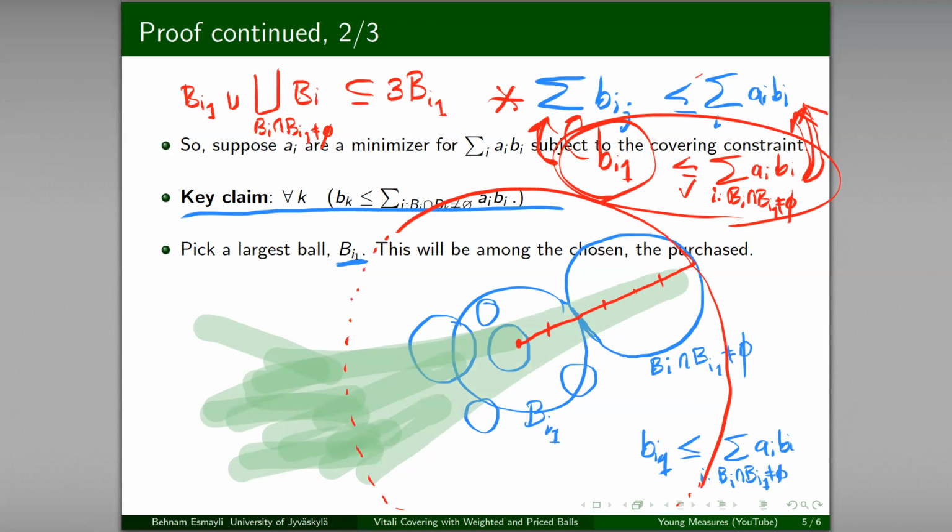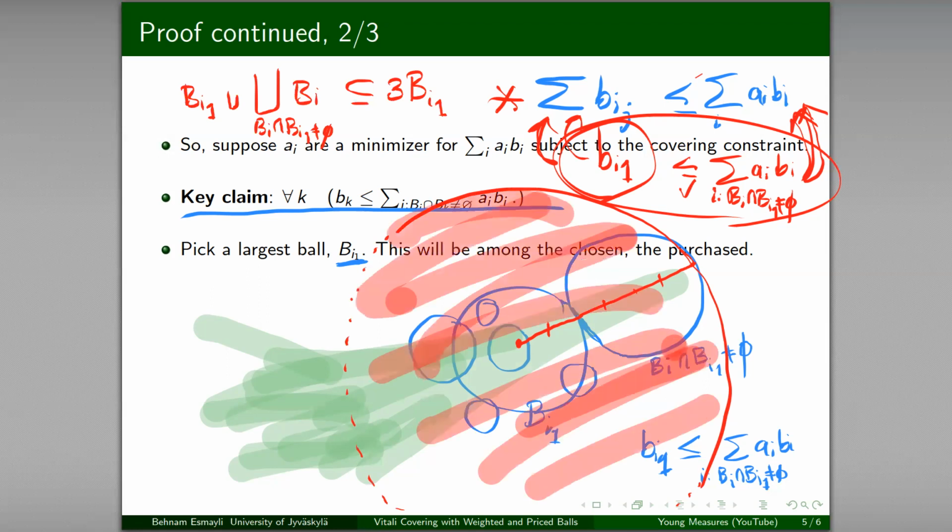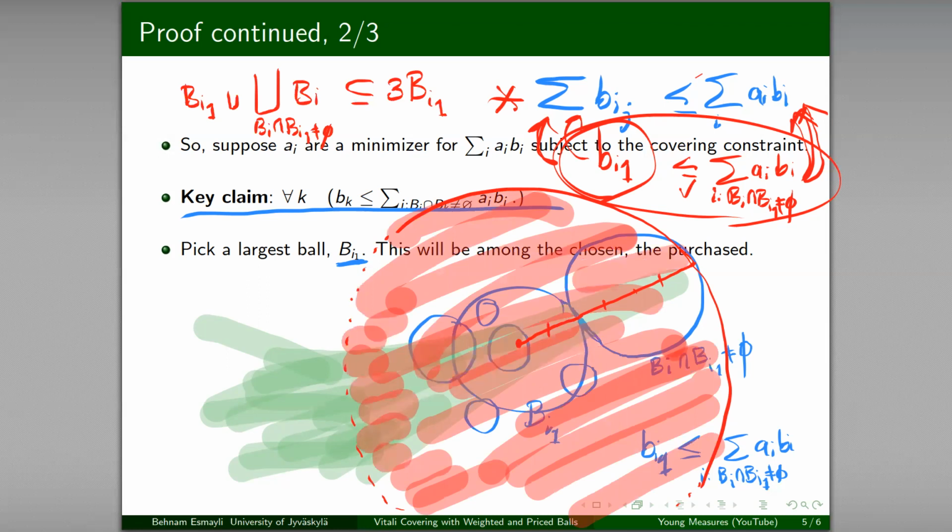So this red ball, let me again highlight the interior of that, contains everything that has to do with BI1. It contains all of BI1 and all of the neighbors, any other ball that touches it. Now let's look at the set.